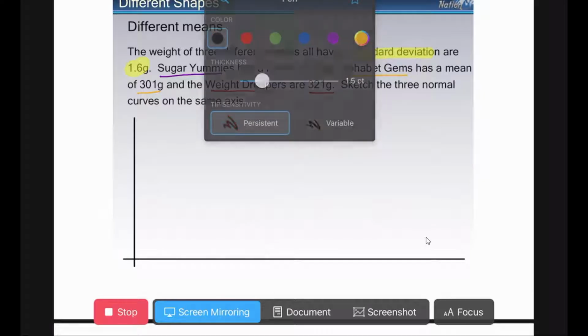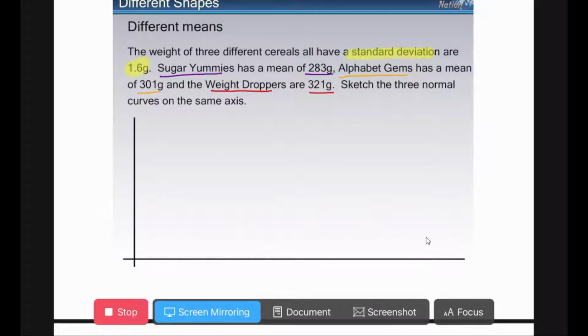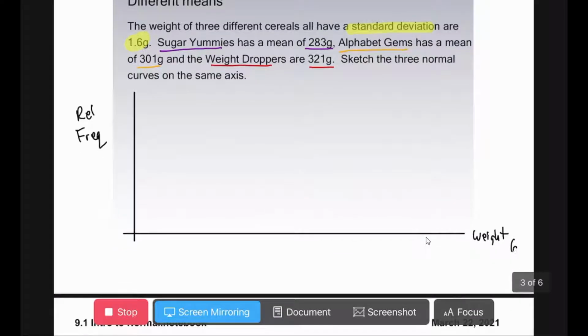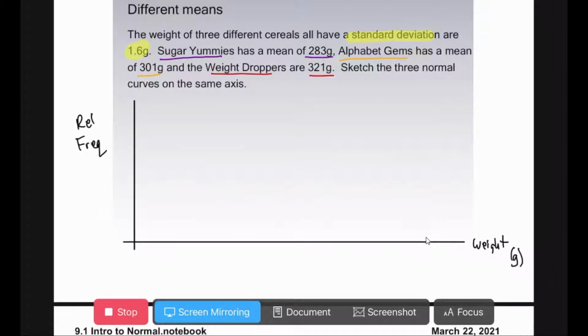Well, anytime we're doing graphing, we want to have labeled axes. So let's have our relative frequency here. Along the x-axis, we are going to have the weight of the cereal, and that's measured in grams. And let's see what kind of data values we're dealing with. Our averages are going to be in the 300 range, and so that's going to be kind of the midpoint of our graph, and then we'll extend and fill in the rest of the numbers.